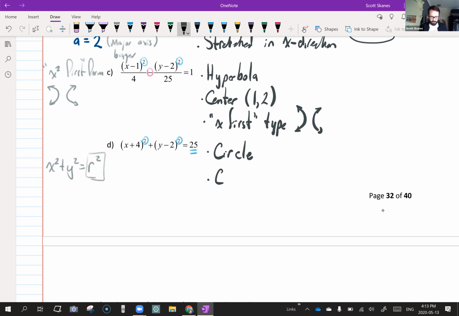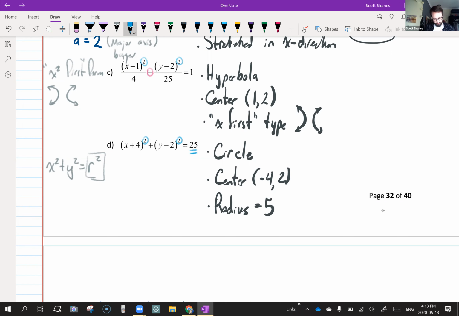What do we need? Clearly the circle has a center. The center in this case is -4 and 2. And then I need to describe it somehow. I'm going to use the radius because there's no other way to describe a circle, right? It's not stretched any more in one direction than the other. It just has a radius. In this case, what's the radius? 5, exactly.